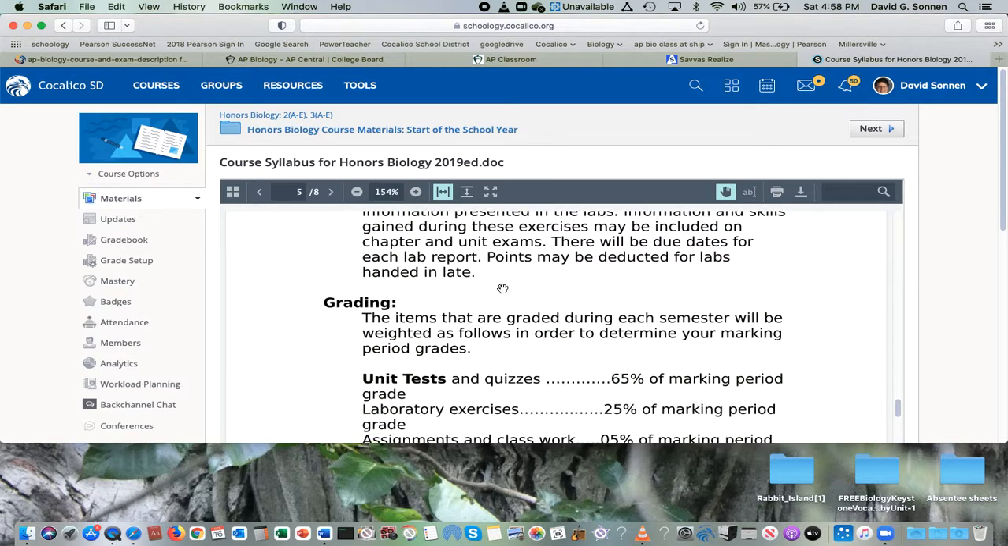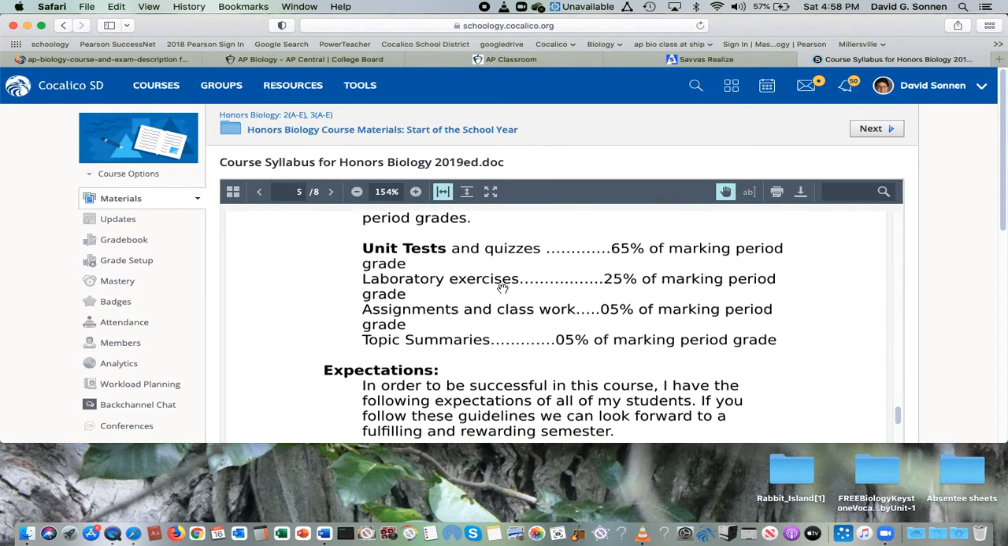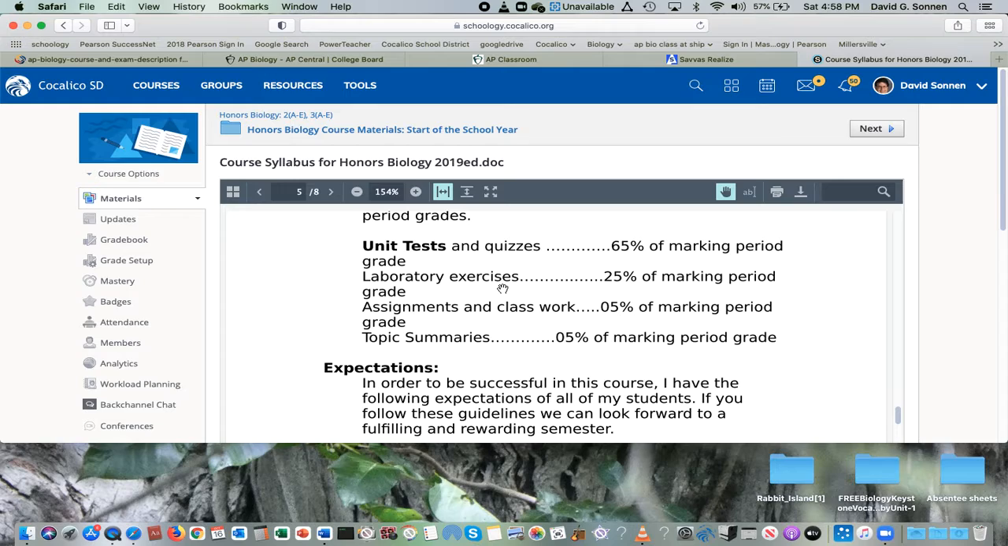And then there's a breakdown of how those grades are determined. As you can see, tests and quizzes and labs make up the majority of the coursework and the grading. Classwork and homework, usually that is just graded for completion, and as a result, it's often not worth a large amount of points and also not worth an overall large percentage of their marking period grades.